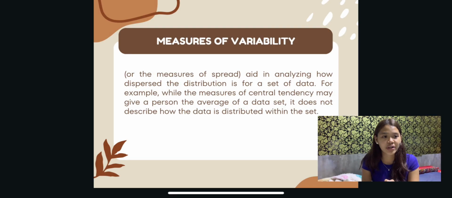The next measure is the measures of variability, or the measures of spread. This measure aids in analyzing how dispersed the distribution is for a set of data. For example, while the measures of central tendency may give a person the average of a dataset, it does not describe how the data is distributed within the set.